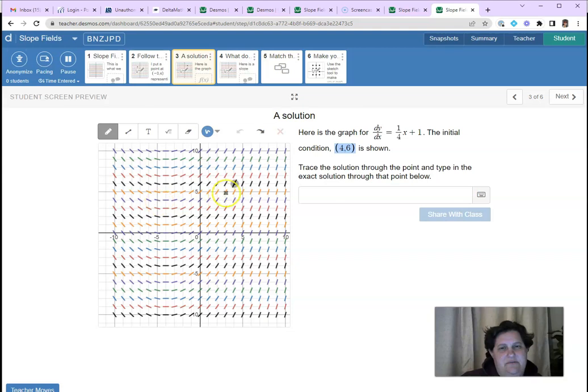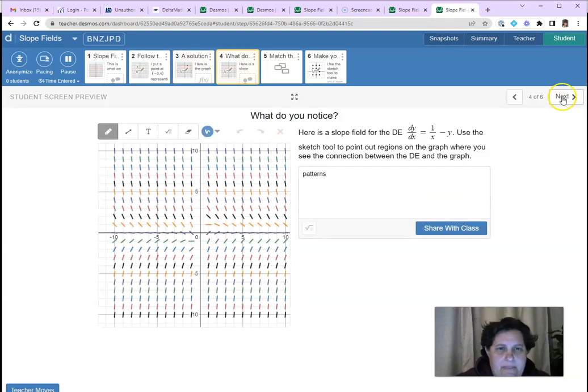I want you to trace over here too, how that follows the slope field and see how that compares to the answer you got, right? So type the exact solution, but you got to do a little bit of work on there, just on some scratch paper or something. Okay, or on the back of your notes or whatever.